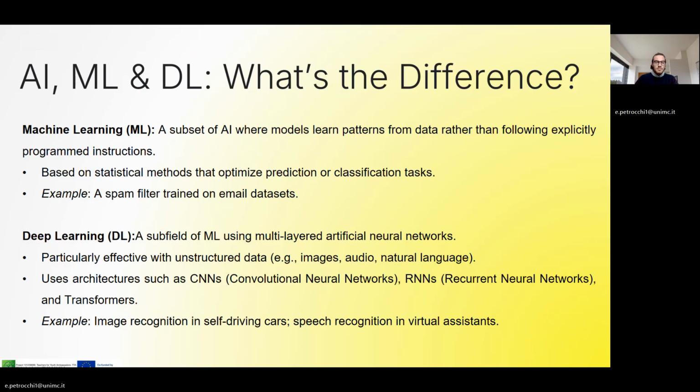While deep learning is a subfield of machine learning that exploits multi-layered artificial neural networks. And deep learning is effective with unstructured data, such as images, audio recordings, natural language, and these kinds of artificial neural networks, which might be convolutional neural networks, recurrent neural networks, or transformers, are the architectures exploited by deep learning techniques. An example is image recognition in self-driving cars.